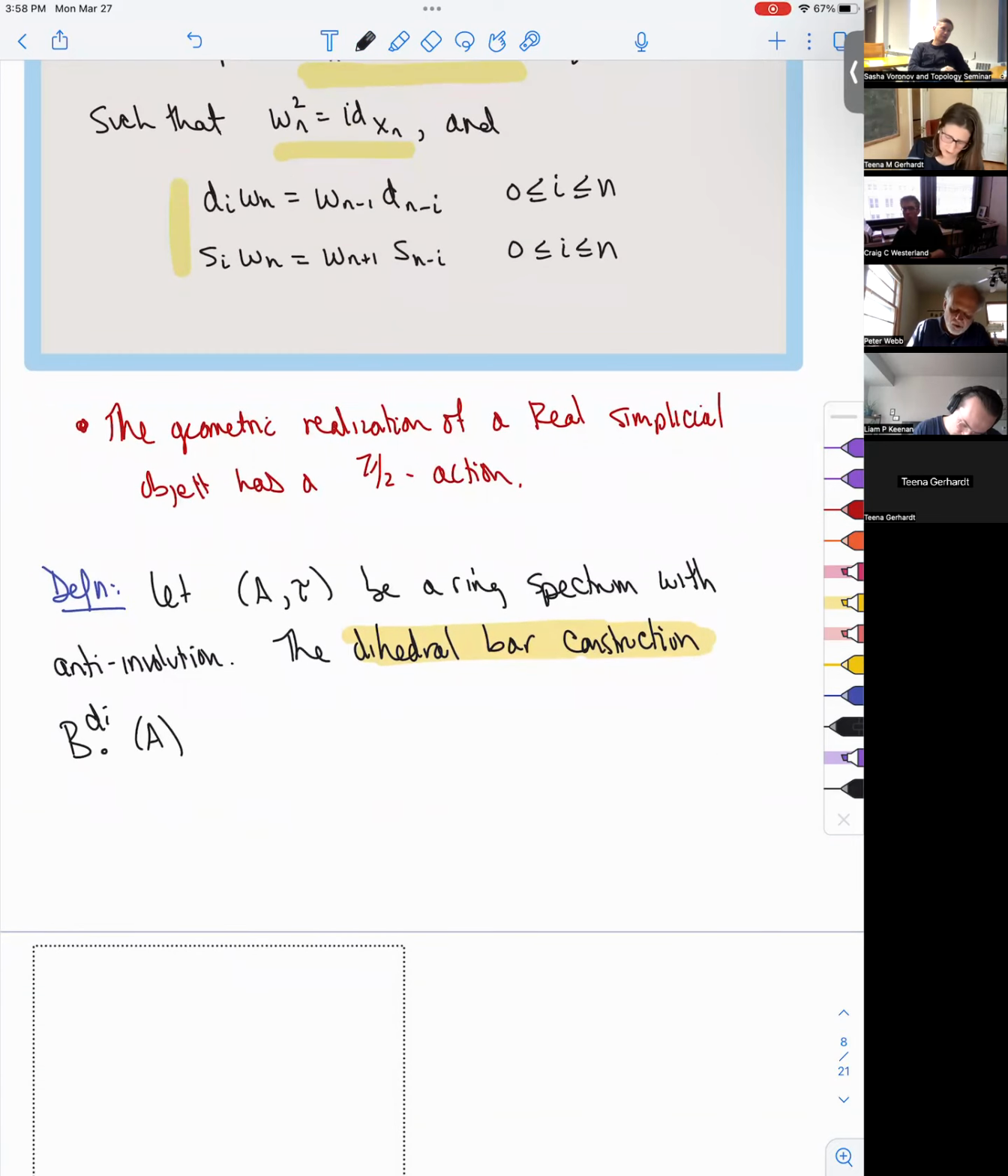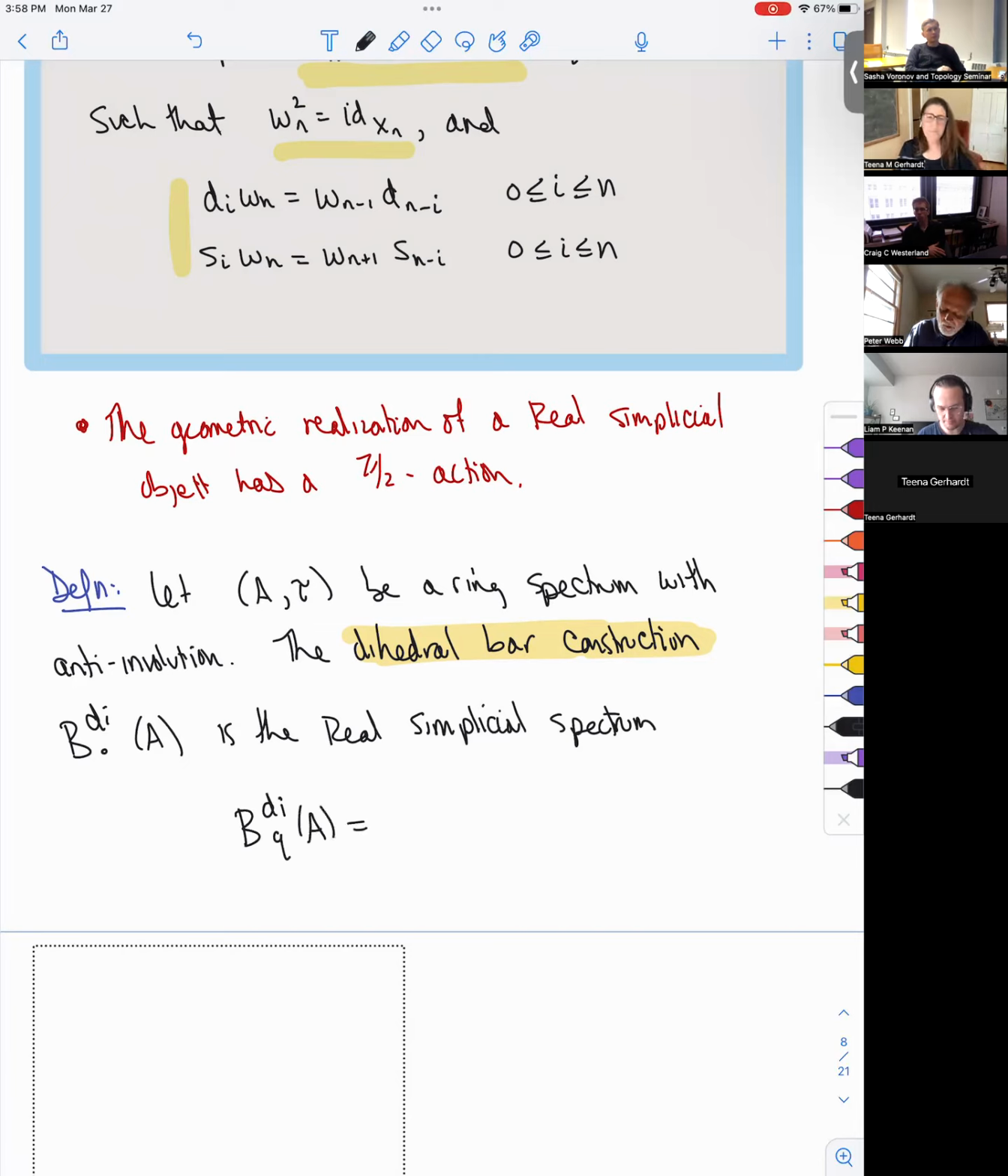And what is the dihedral bar construction? Well, it's going to be a real simplicial object, so it's a real simplicial spectrum. And I need to tell you what it is at the qth level. Now, remember in the cyclic bar construction at the qth level, you had q plus 1 copies of your thing. So here, that's what we're going to have as well. But I'm going to write it in a weird way: A smash q copies of A. So that's still just q plus 1 copies of A. I've just made a seemingly strange choice of how to write it.